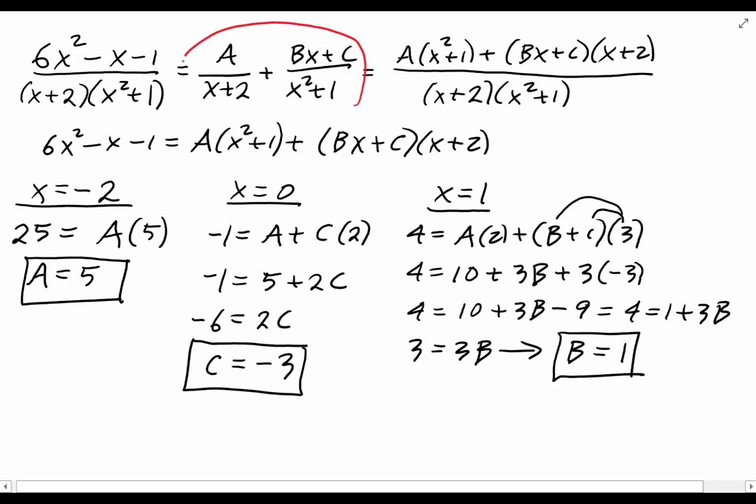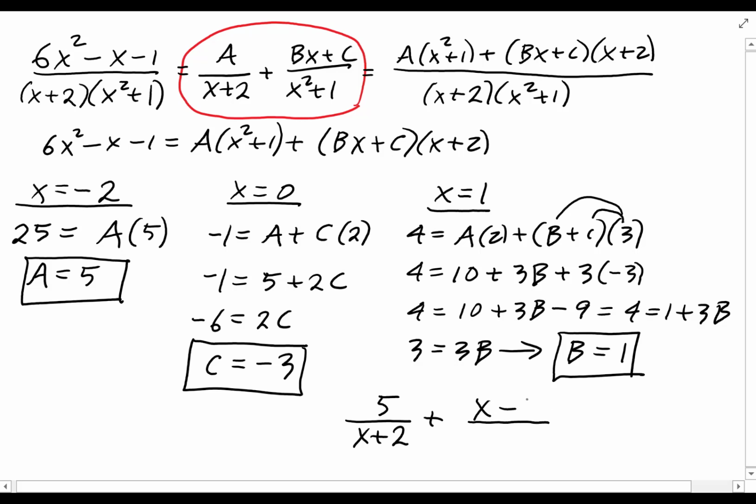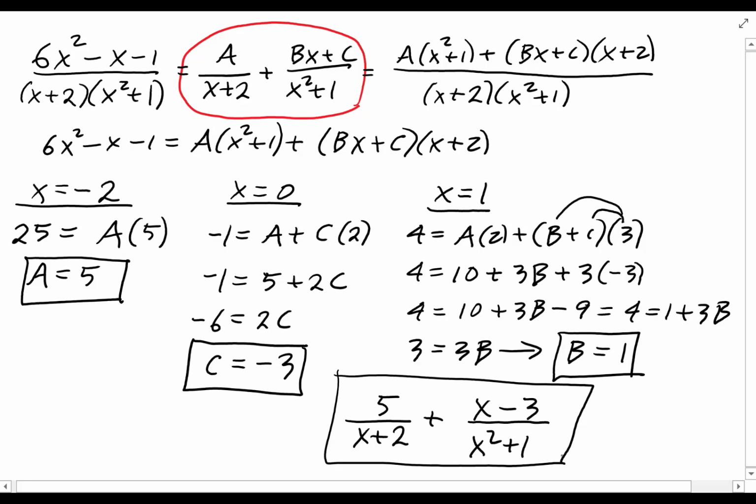So if you plug all that into our breakdown here, we got A is 5, so we get 5 over x plus 2 plus B is 1 times x, that's x, and C is negative 3. So we get x minus 3 over x squared plus 1. And that's our final answer.